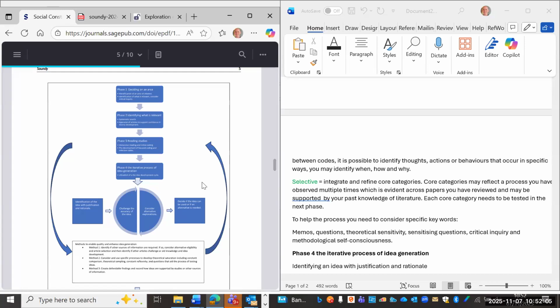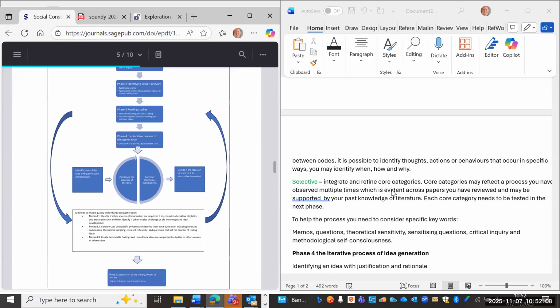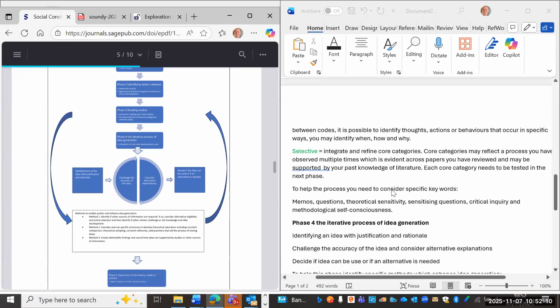So what you can see on the left, if we just draw ourselves to attention on the left, is this iterative process of idea generation. Okay, so that's where we're going to start going. We need to test these ideas. We need to test connections that we've made.